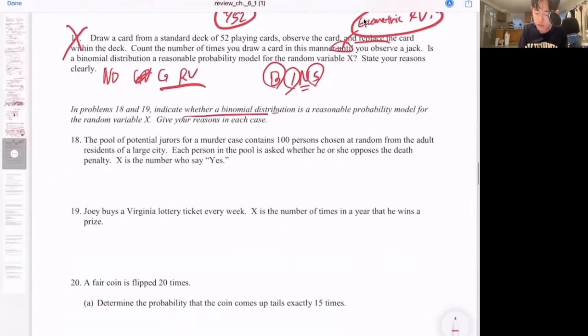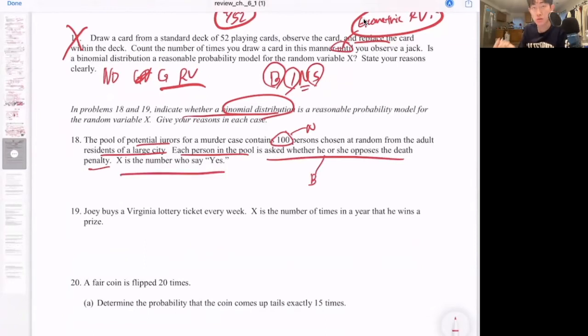18 and 19 ask whether it's going to be binomial or reasonable. Okay. So a pool of potential jurors, 100. So N is fixed. Each person in the pool is asked whether he or she opposes the death penalty. So yes or no, binary. X is the number who say yes. Okay, so that's the event that's going to be happening. Are each of these people independent in their opinions? Yes, you can also assume that.